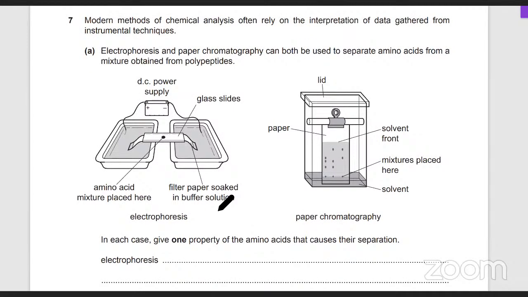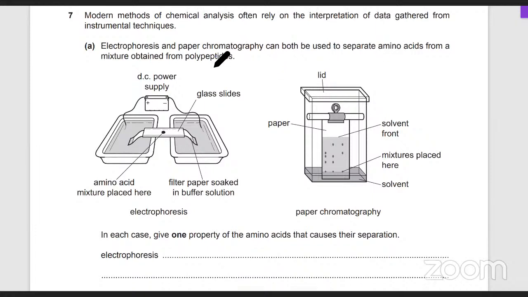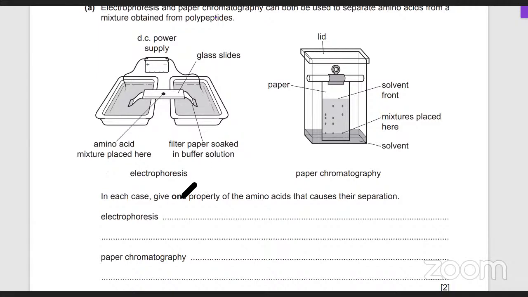The modern methods in chemical analysis often rely on interpretation of data gathered from instrumental techniques. The electrophoresis and paper chromatography can both be used to separate amino acids from a mixture obtained from polypeptides. So in each, give one property of the amino acid that causes their separation.